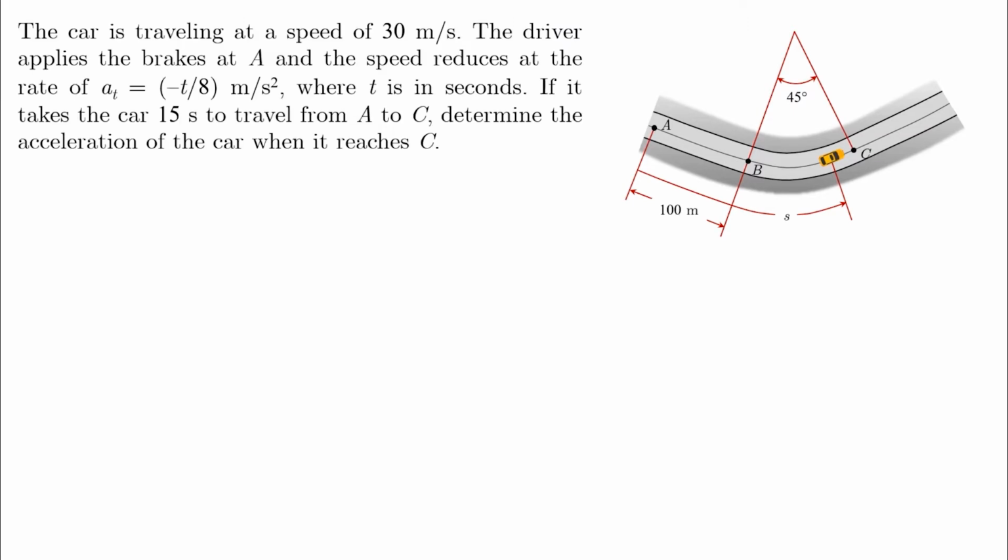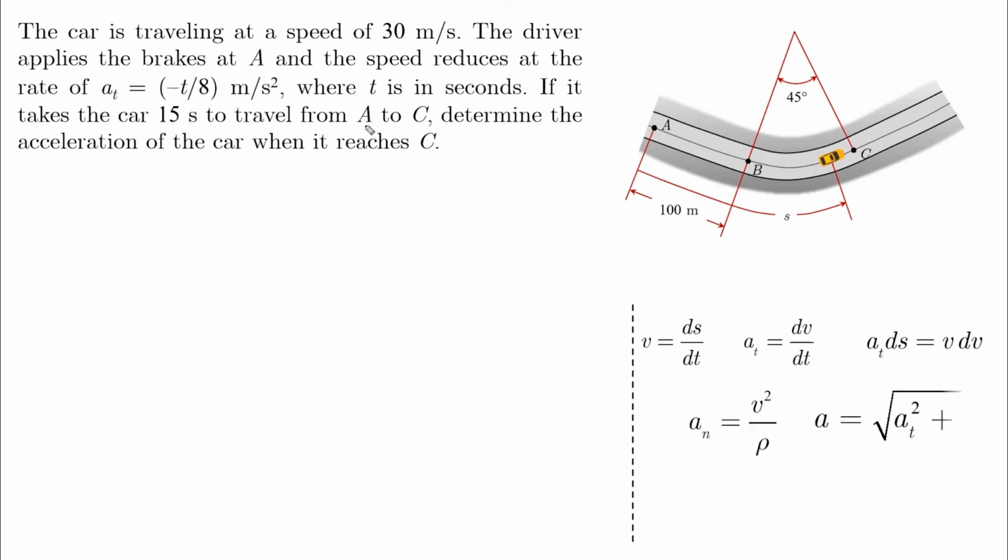The car is traveling at a speed of 30 meters per second. The driver applies the brake at A, and the speed reduces at the rate of a_t equals minus t over 8, so a_t is a function of time. If it takes the car 15 seconds to travel from A to C, so the time from A to C is given, determine the acceleration of the car when it reaches point C.